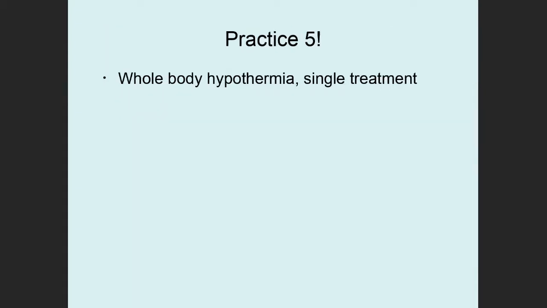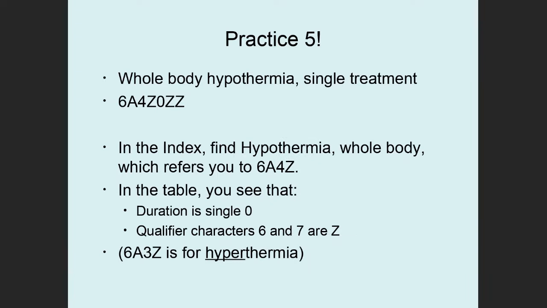Here's another practice. Pause if you wish. Whole body hypothermia, single treatment. In the index, look up hypothermia, whole body, which refers you to 6A4Z. This is one of the cases where they're not giving you the whole code in the index. In the table, you see the duration value is single, 0. The qualifier characters 6 and 7 are Z. So you have 6A4Z0ZZ.